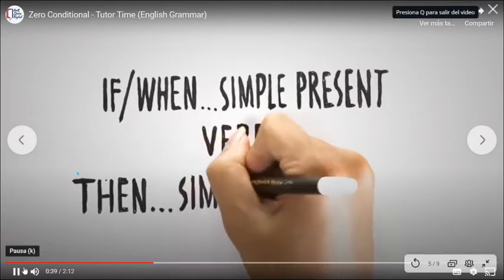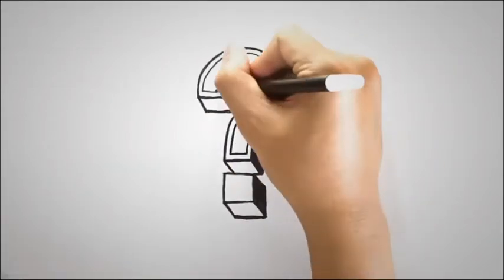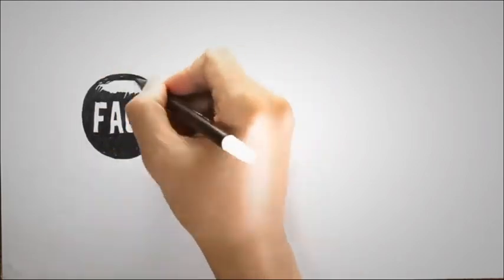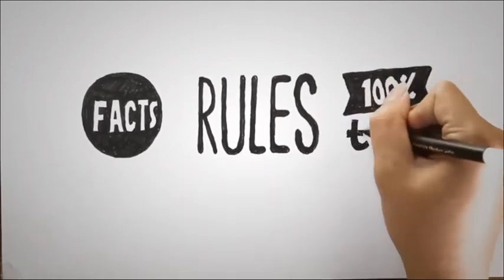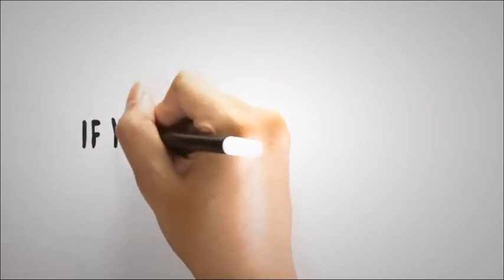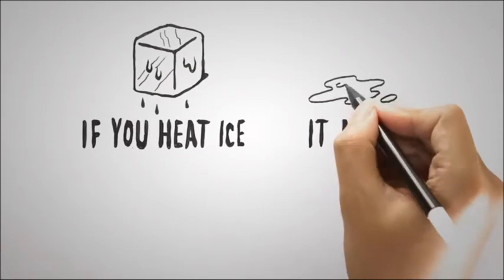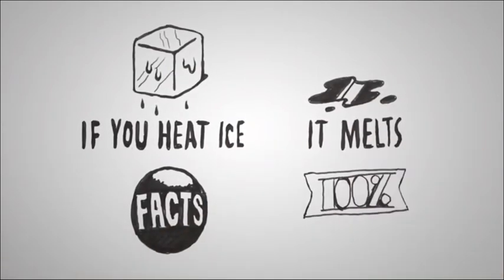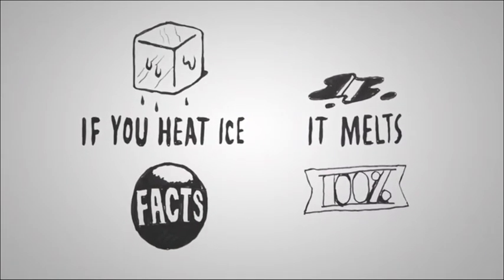Let's continue. Simple present verb. But what is it used for, you ask? You use zero conditionals to express facts, rules, and things that are 100% true. So, for example, check out this sentence. If you heat ice, it melts. Is this a scientific fact? Will the effect happen 100% if the cause happens? Then this is a zero conditional sentence.